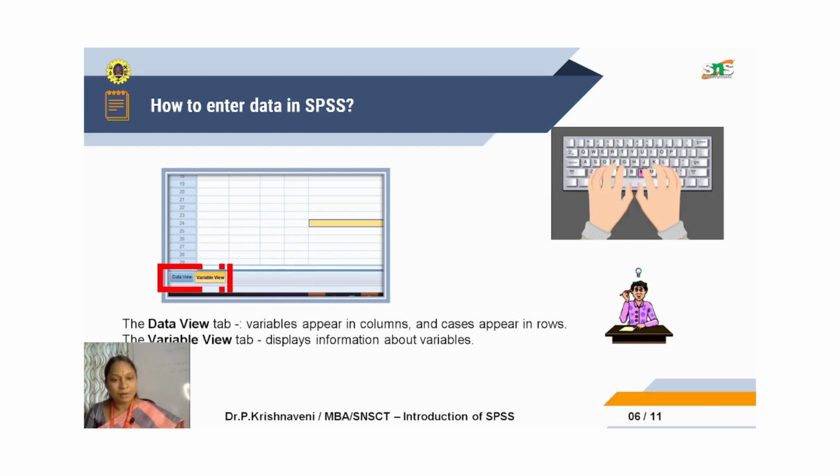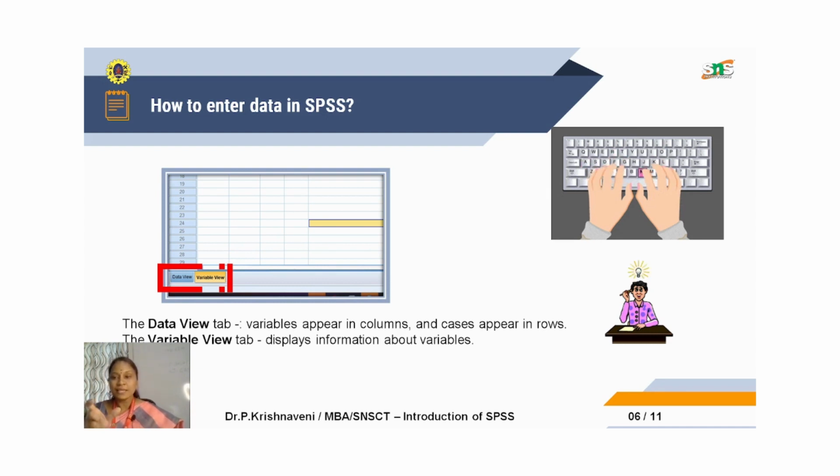In the variable view tab, information about the variable is displayed. For example, I am going to enter the data about age. Age is the heading that I want to enter. The first respondent's age appears in the first column under the heading age, in the first row, and the second row represents the second respondent's age.